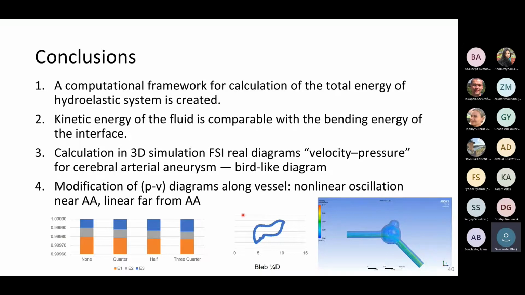And in these simulations, we show that velocity pressure diagrams have close resemblance to the ones for real patients' data. Okay, and along the vessel, these diagrams change. So that's all. Thank you.